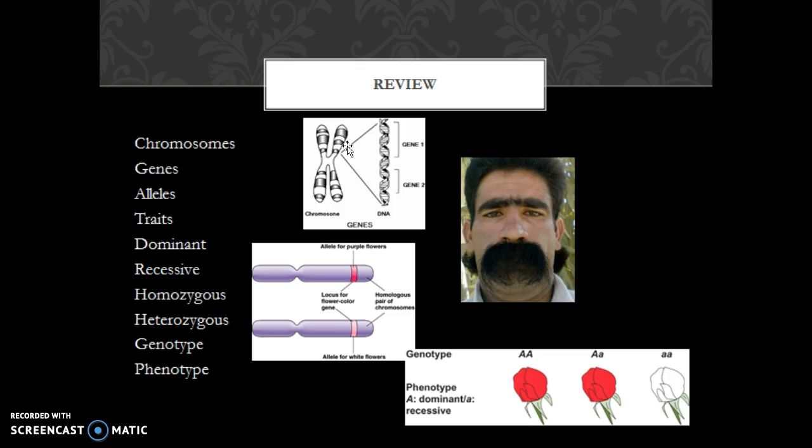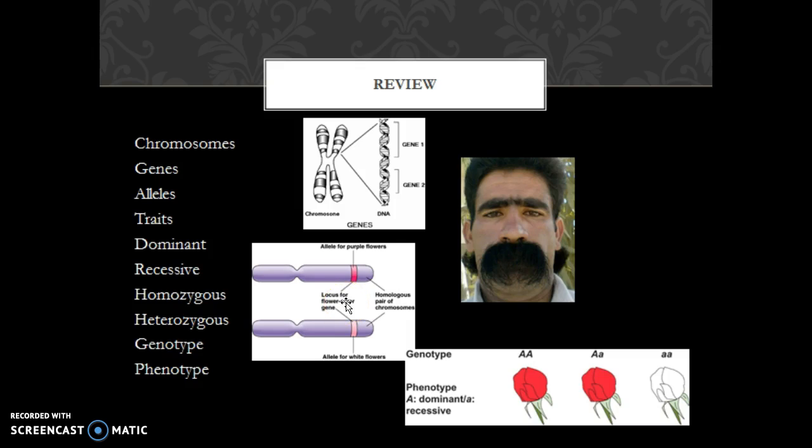Next are alleles. So let's look at 2 chromosomes right here. These would be homologous chromosomes. This one maybe came from the mother and this one came from the father. So these chromosomes would have a gene in the exact same location for the exact same trait. In this case, it's looking like it's flower color.